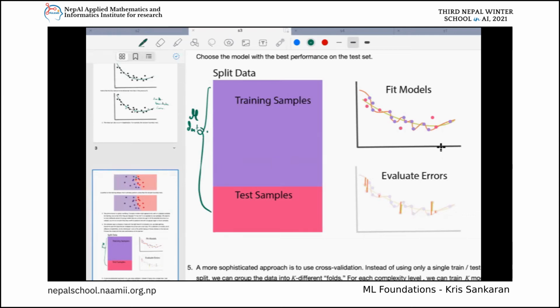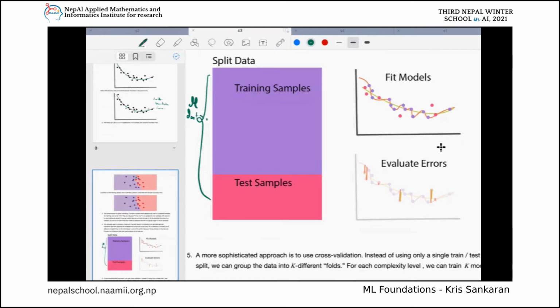And the key insight is to not train on all the data. Reserve some amount of it for doing this sort of evaluating, kind of introspective stuff. Okay, so that's the one main idea to avoid overfitting.